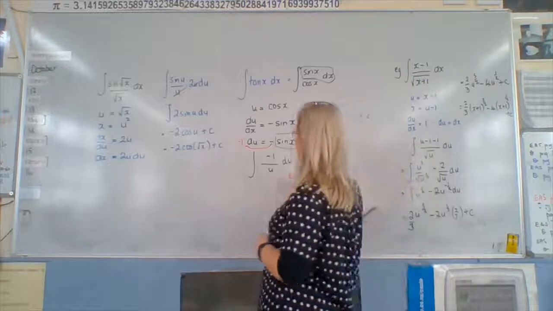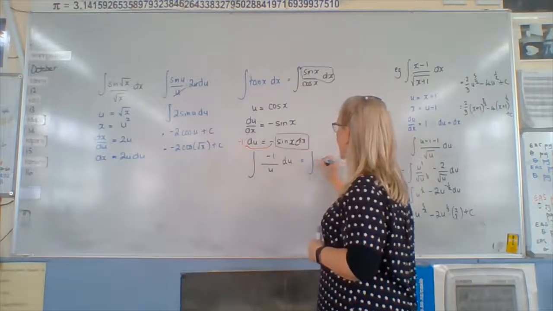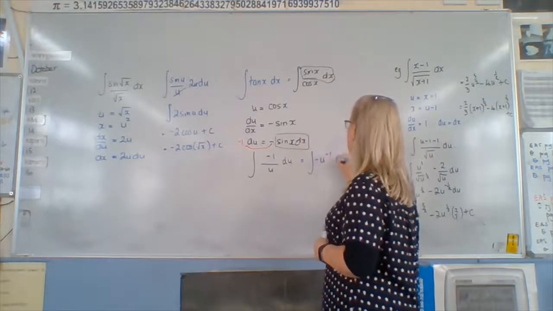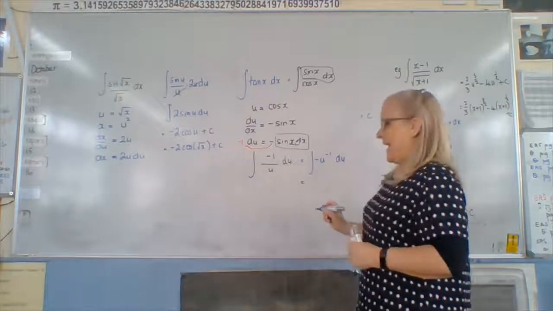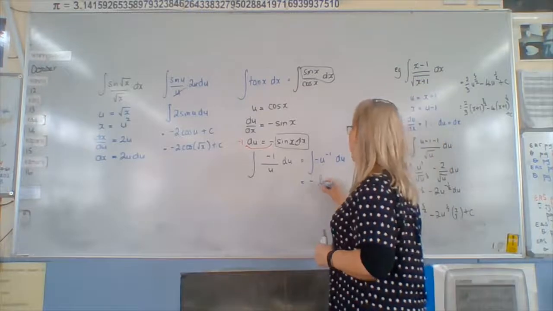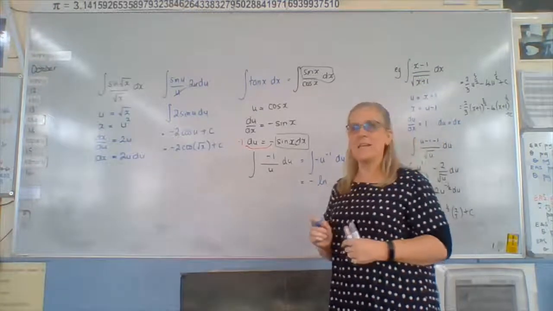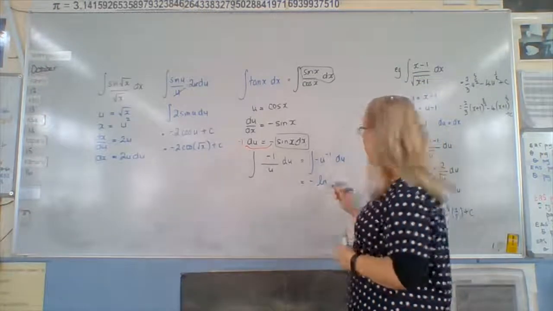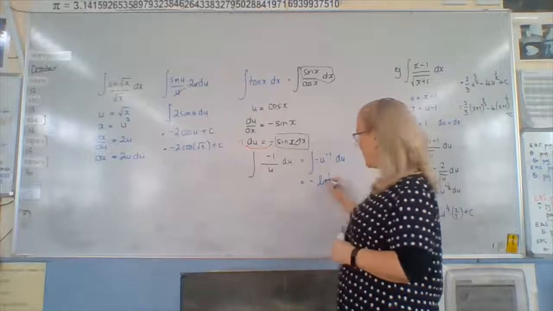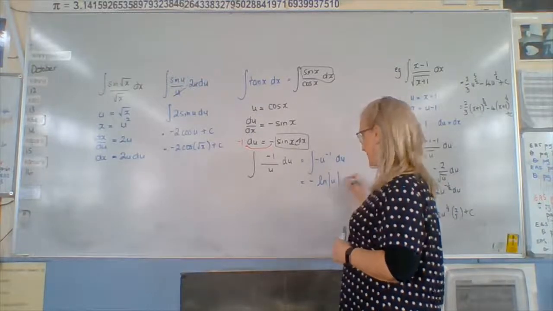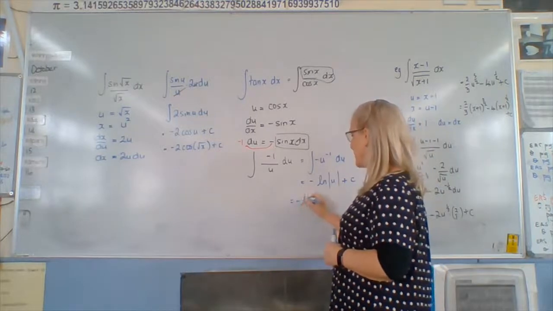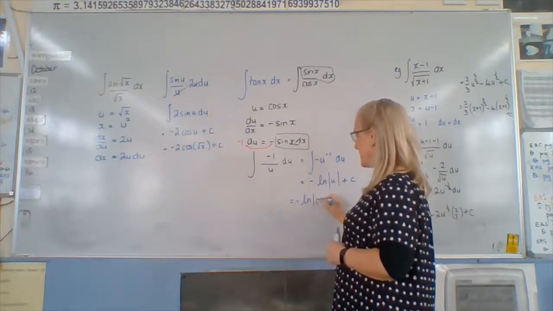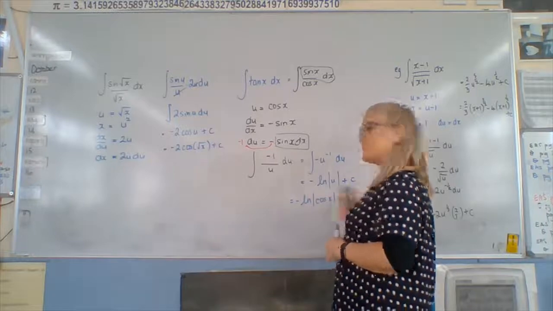So we integrate that. Integral of negative u to the negative 1 du. Tell me what it is. Good, well done. I was waiting for somebody to tell me it's u to the power of negative 2. And what's u? And that's why it's not very nice.